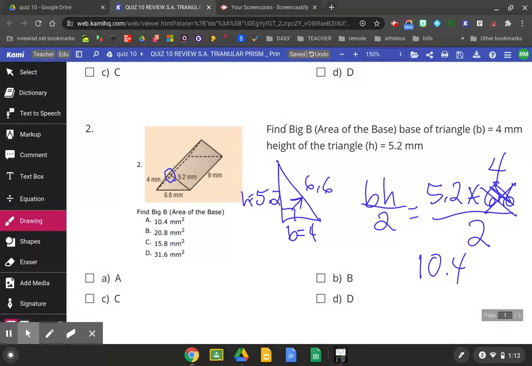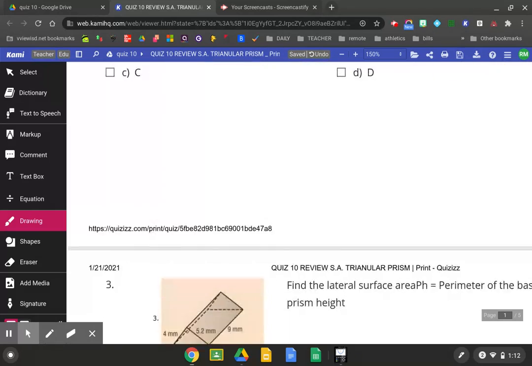All right, don't do this. I just finished talking about that. So we're using these two numbers. Be really careful with that. So that does come out to 10.4, which is letter A. Okay, let's go to number 3.